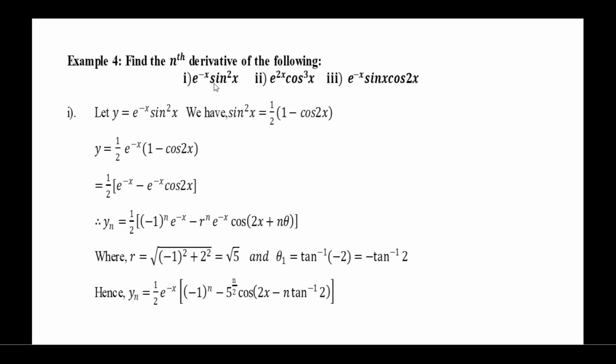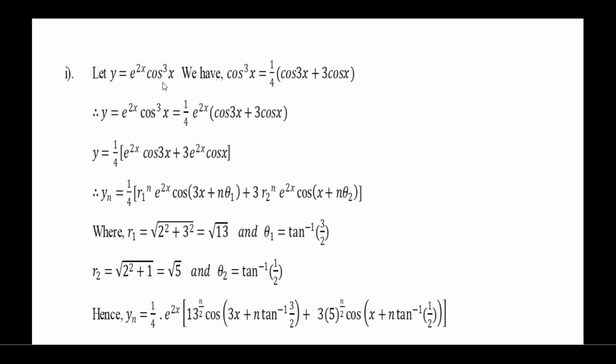Find nth derivative of the following: e power minus x into sin square x, e power 2x into cos cube x and so on. E power minus x into sin square x. Sin square x, we have the formula 1 by 2, 1 minus cos 2x. Multiplication: e power minus x minus e power minus x into cos 2x. So apply nth derivative. Here you have to find out r value and theta value. So r is given by root of a square plus b square, theta is the tan inverse of b by a, and hence yn is equal to this formula.